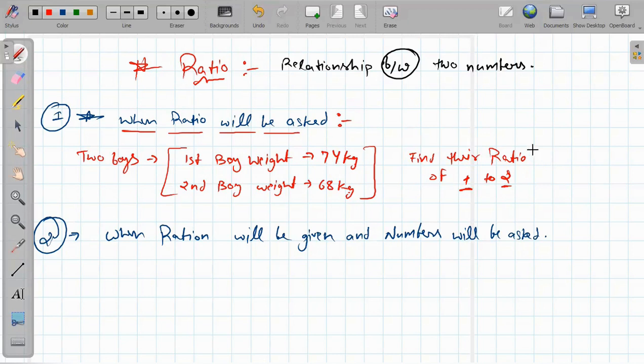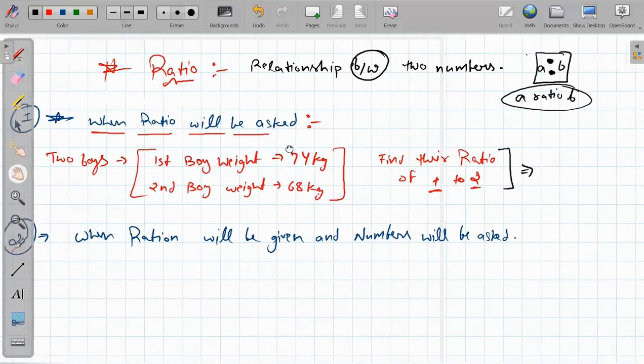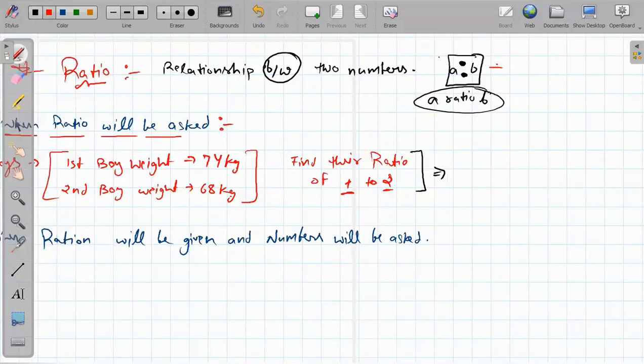So for example, if I solve this question, we represent it with this symbol, the two dots. This is the symbol they use. Let's say A is to B is written as A ratio B, and you read it as A ratio B. You can also represent this A ratio B as A by B. I hope you're getting it. Yes or no?